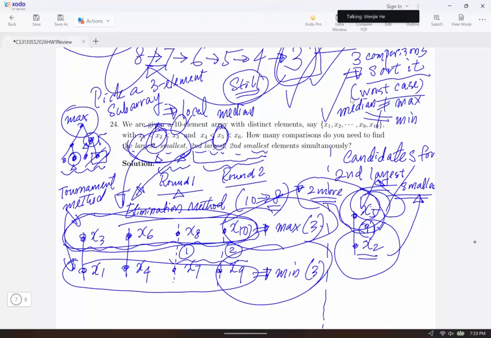Because we want to find all the possible candidates, we need to look everywhere for possible candidates for the second largest. So other than the winners group, we need to look in the losers group. Is it possible that some candidate exists in the losers group?